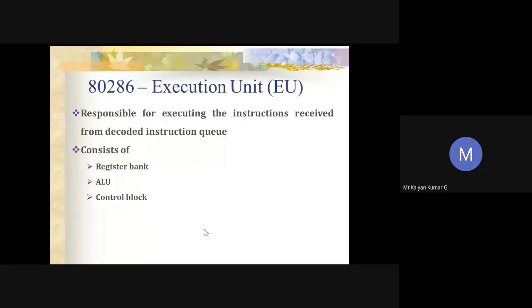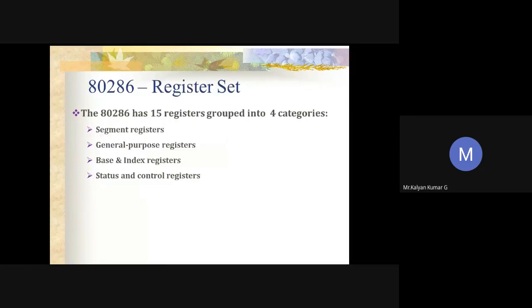The ALU is the core of your execution unit. It is used to perform all your arithmetic and logical operations. The result of the ALU will sometimes be sent on the data bus back to the register bank. And the main purpose of the control block is to control the overall operation of the execution unit.